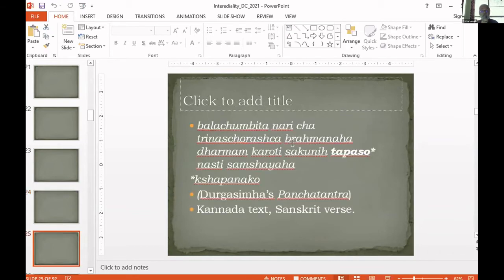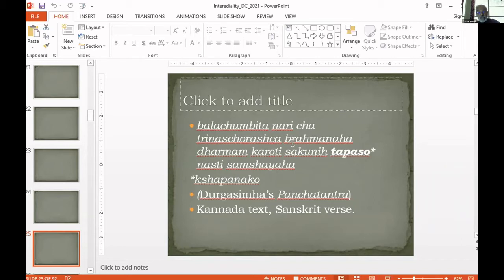This is the verse: Balachumbita Naricha Trinaschorascha Brahmanaha Dharmam Karoti Shakuni Tapasuan Asti Sanchayaha. Undoubtedly, he is the one. And instead of Tapaso in Durga Simha, there is a kshapanaka, that means kshapana, which is another term for the same thing.